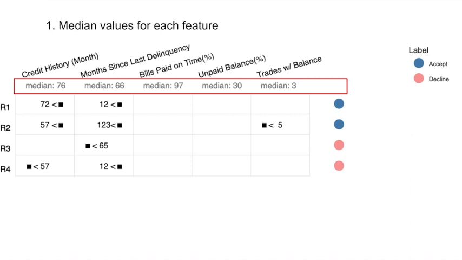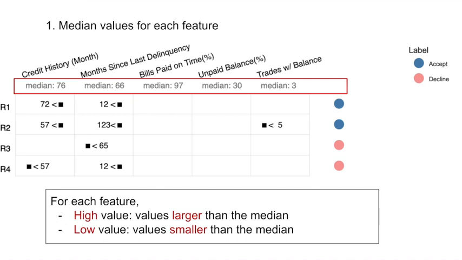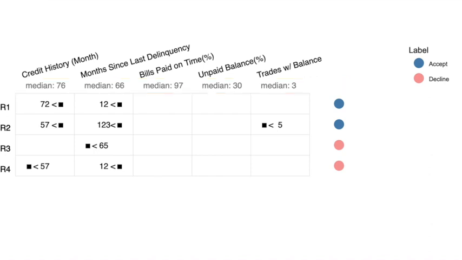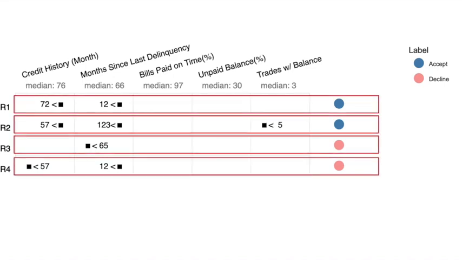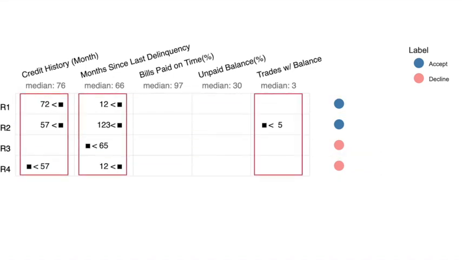If you are not familiar with median, don't worry, just think of it as a kind of average value. Generally, we think a feature value is high if it is larger than the median of this feature. And if a feature of an application has a value smaller than median, we think this application has a low value of this feature. In this diagram, we have four rules, R1, R2, R3, and R4, each row is a rule, and each column represents a feature. For each rule in a row, the condition is placed at a specific column according to the feature it uses.